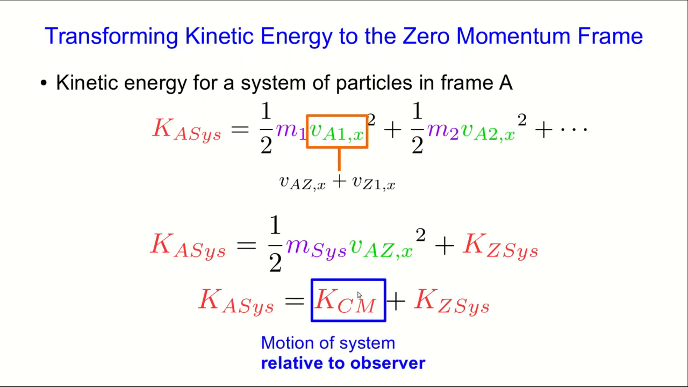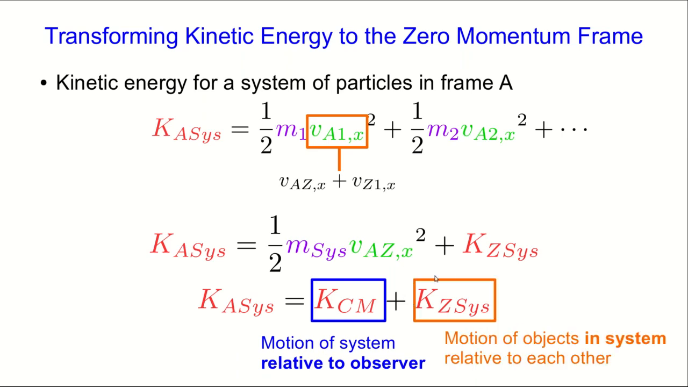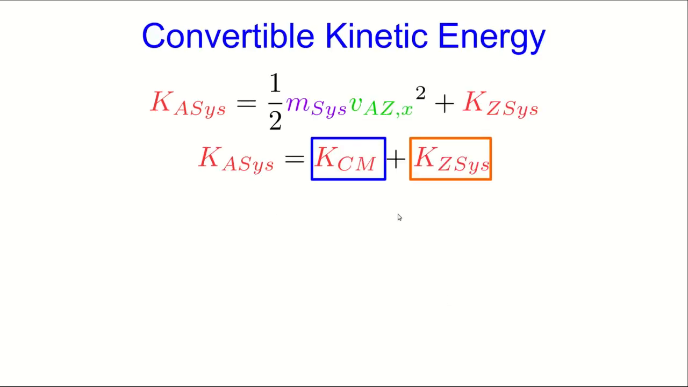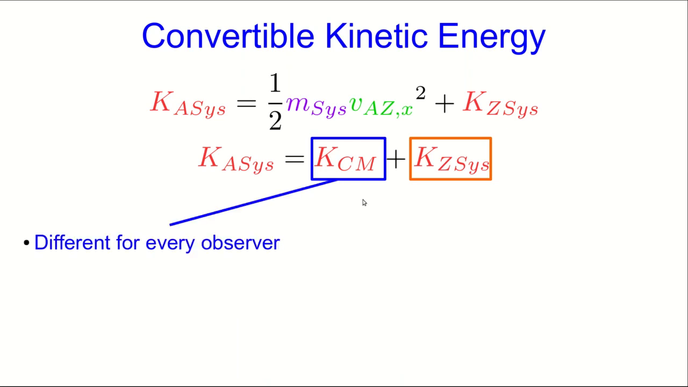And notice that it really only involves motion of the system relative to the observer, right? This velocity component here is to do with how the zero momentum frame moves relative to the observer. On the other hand, this last term is all the other motion of the system, in other words, the relative motion of the objects in the system. So this gives us several important things to take away.